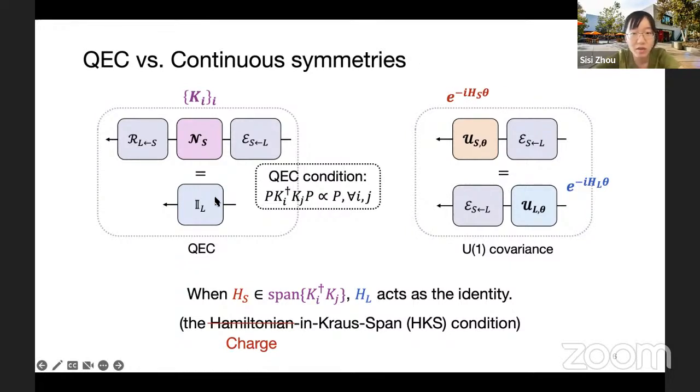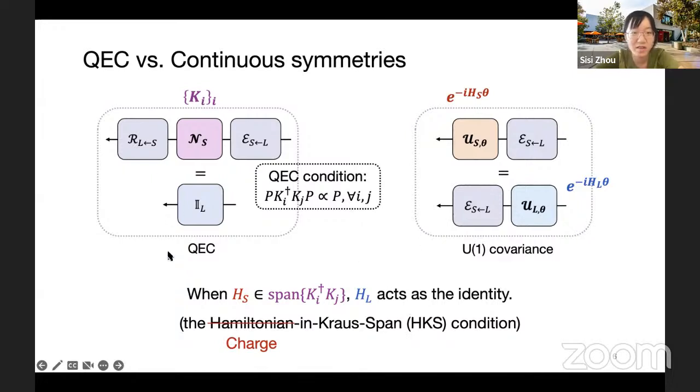Okay, so we will assume that the HKS condition is satisfied throughout this talk. It is actually a quite general condition. For example, if you consider the case where K is a local operator and the Hamiltonian is also local, then it definitely satisfies this HKS condition.